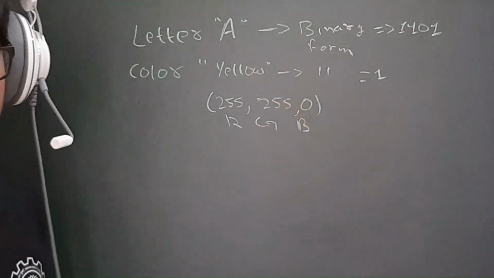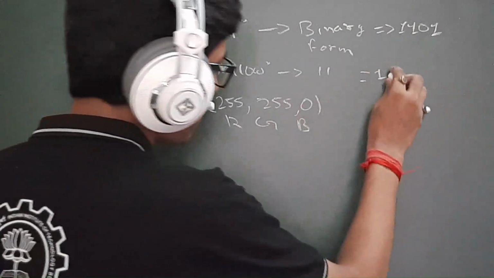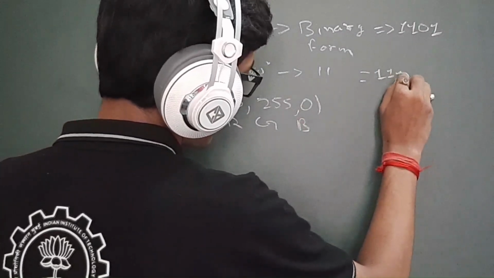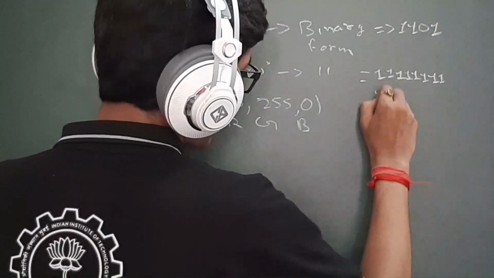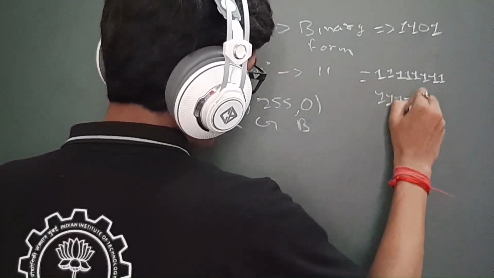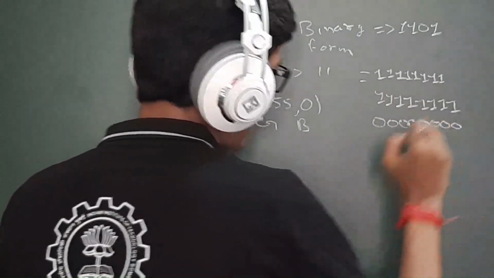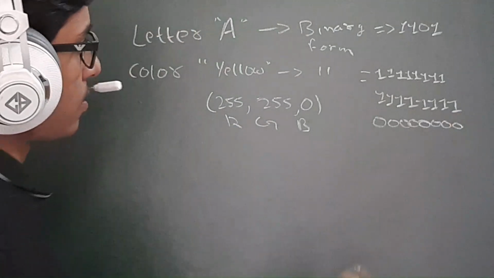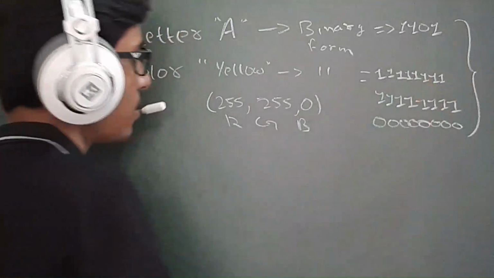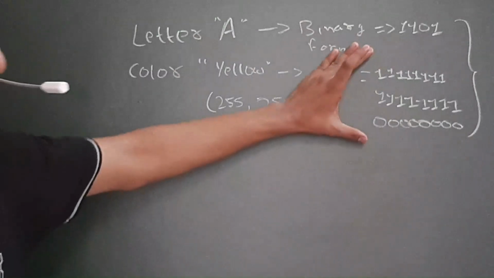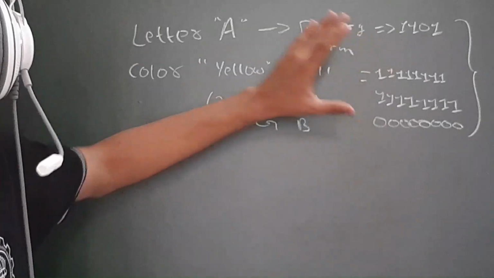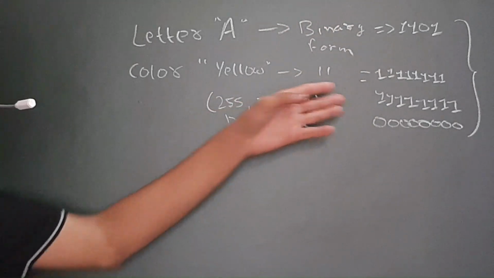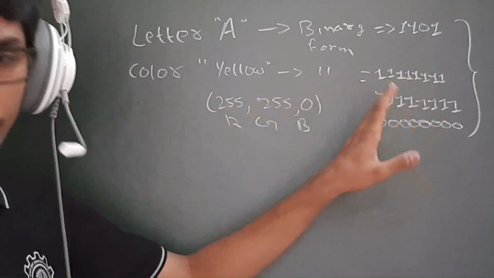There's no blue. So in binary form, they are converted as 8 continuous 1s, again 8 continuous 1s, and 8 zeros. So yeah, this particular thing is the yellow color, right? This is the binary form of yellow color. So why 8 ones, right?